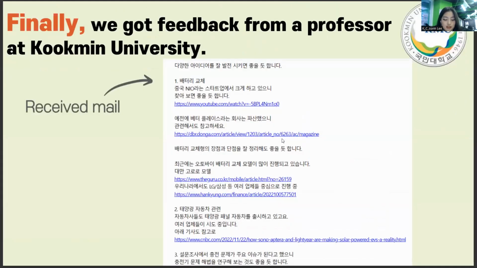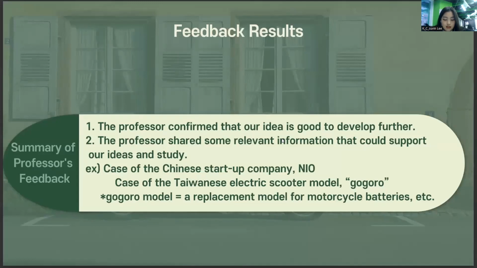Finally, we got feedback from a professor at Kookmin University. The professor confirmed that our idea is good to develop further. And the professor shared some relevant information that could support our ideas and study.